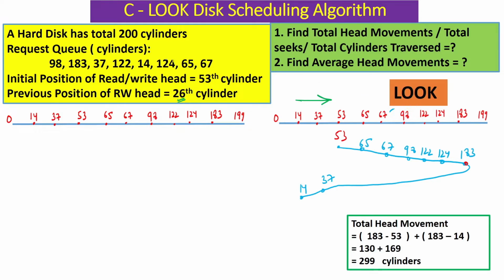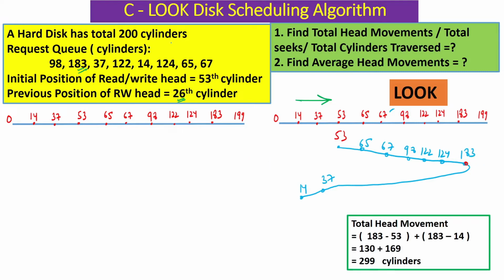When we applied the LOOK algorithm, we went to 53, then we went to the last cylinder number, that is 183 according to this request queue. We will not go to 199 in the LOOK algorithm. Then we reverse direction and complete 37 and 14. So we are scanning the requests going in this direction, then again in the other direction. We are completing the requests in both directions like the SCAN algorithm, but we are not going to the last cylinder. This property is similar to the LOOK algorithm.